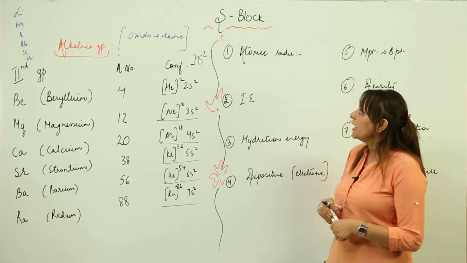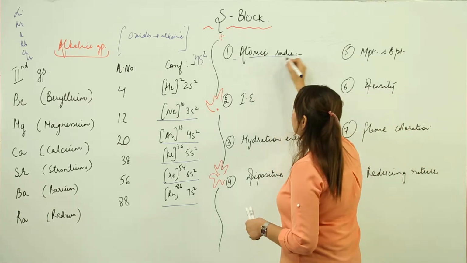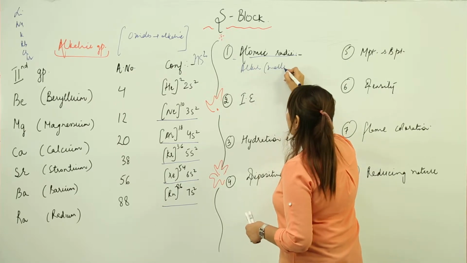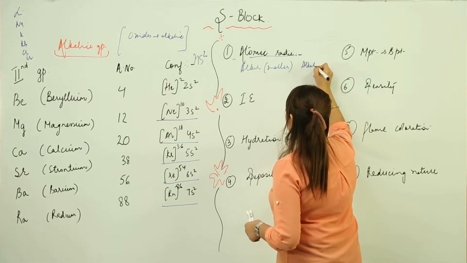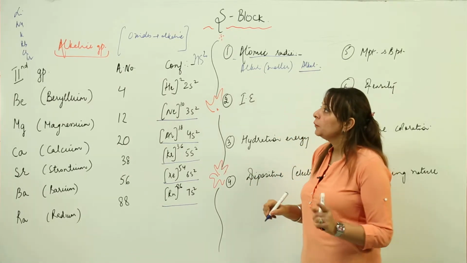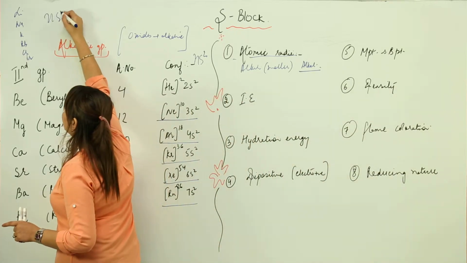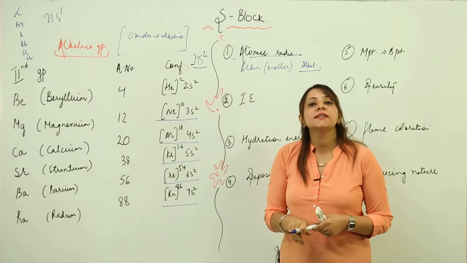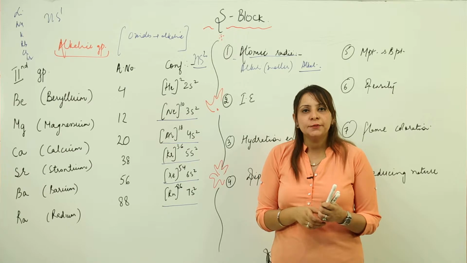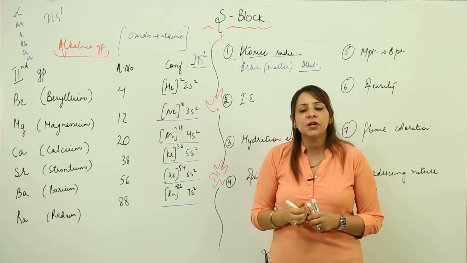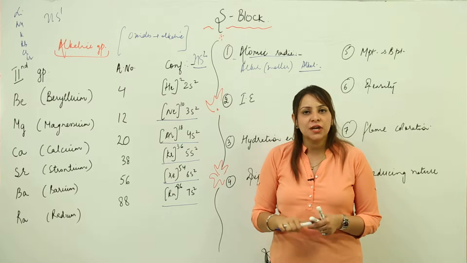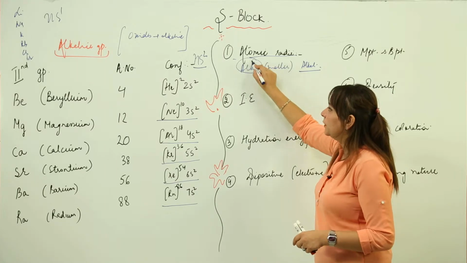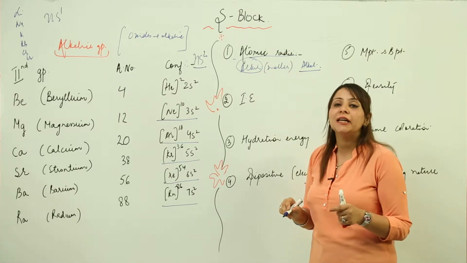We will compare their members among themselves also. As we look at the atomic radii, we have seen that alkaline earth metals are smaller than alkali metals. Why? Because in alkali metals the configuration is ns1 and here the configuration is ns2. That means an electron is added to the same shell, and when an electron is added to the same shell, the nuclear charge increases and the size shrinks. That is why the alkaline earth metals are smaller than the alkali ones, due to increased nuclear charge.